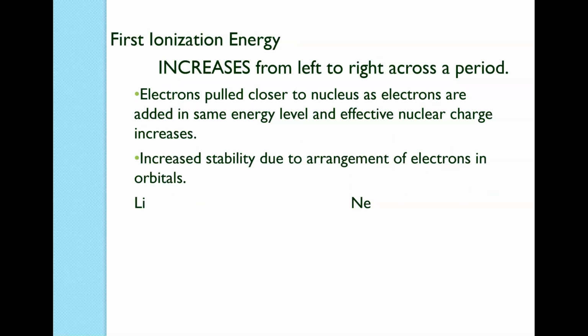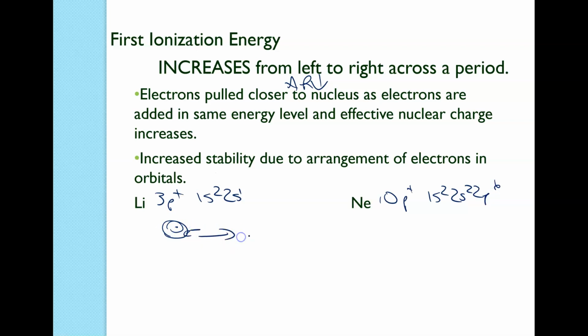Okay, going left to right across the period, the ionization energy increases because the electrons are closer to the nucleus, that's the atomic radius decreasing, and the effective nuclear charge increases. The increased stability is due to the arrangement of the electrons in the orbitals. This has 3 protons, 1s2, 2s1, 10 protons, 1s2, 2s2, 2p6. So you got your protons, energy level 2. That electron can be pulled off. Here you have your protons, energy level 2, but there are 8 electrons out here.